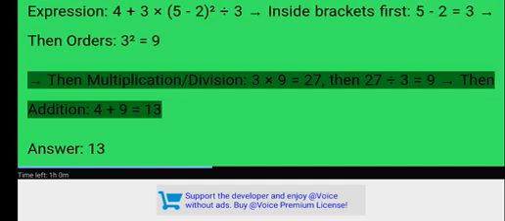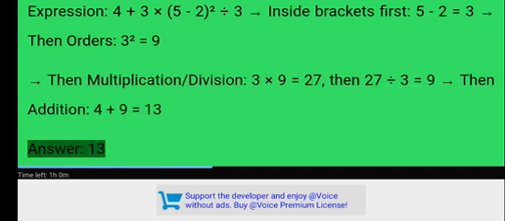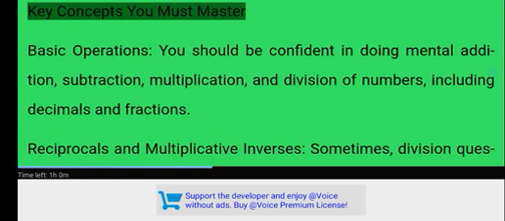Then multiplication and division: 3 times 9 equals 27, then 27 divided by 3 equals 9. Then addition: 4 plus 9 equals 13. Answer, 13. Key concepts you must master.